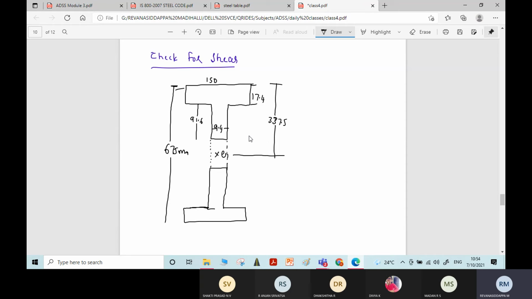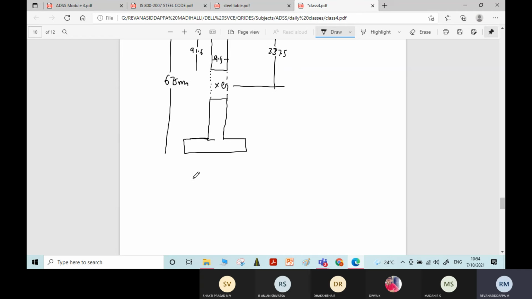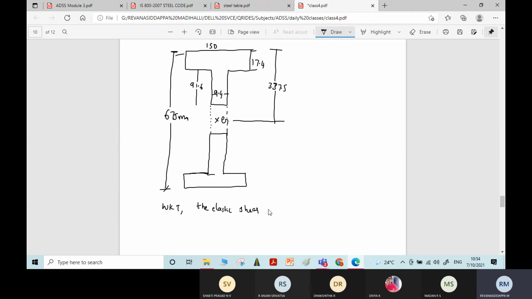Now what we have to do is, using the conventional elastic shear stress formula, first calculate the actual stress acting on the full section. We know that the elastic shear stress is equal to VQ by IT.